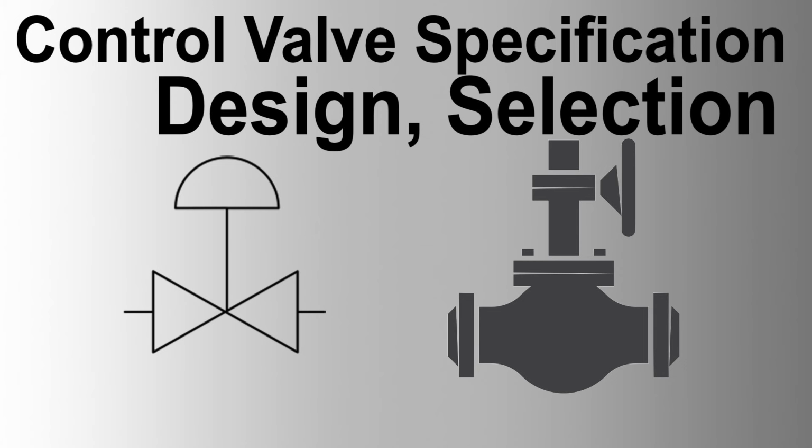3. Trim design. Select appropriate trim designs, e.g., low noise trim, anti-cavitation trim based on the process conditions to minimize wear and noise. 4. Actuator sizing and selection. Ensure actuators are properly sized to handle the valve torque and thrust requirements. Consider the fail-safe position and environmental conditions, e.g., explosion-proof actuators in hazardous areas. 5. Positioners and controllers. Use smart positioners and controllers to enhance control accuracy, provide diagnostics, and facilitate maintenance.